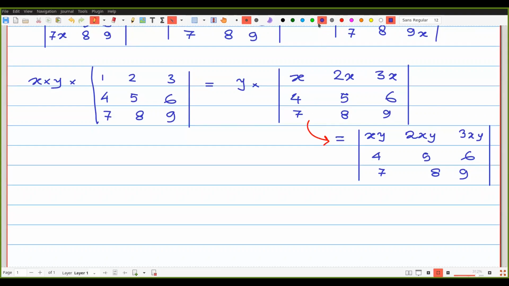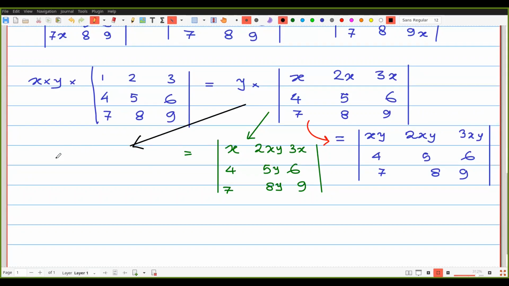It may be another one. Suppose instead the first row is multiplied with x and I multiply the second column with y. So it becomes x, 2x, 3x at first, then 4, 5, 6, 7, 8, 9. Then I multiply y with the second column, so 2x becomes 2xy, then 5y, 8y. That may be another case. Or another one, suppose we have like that.